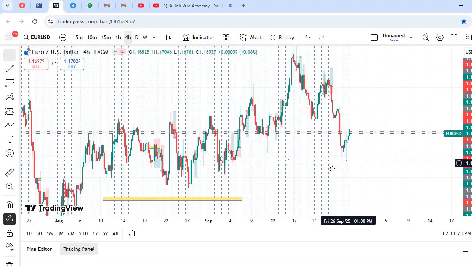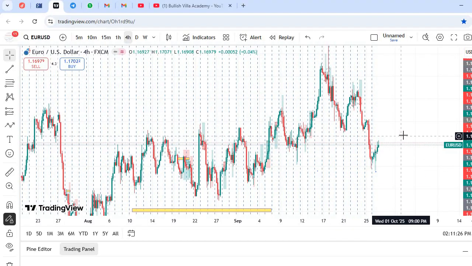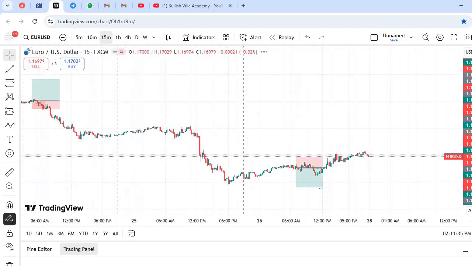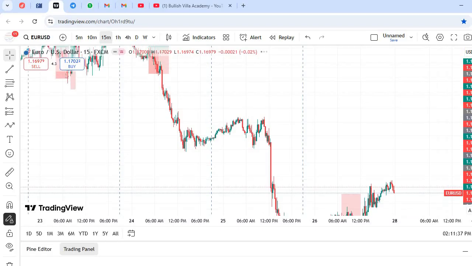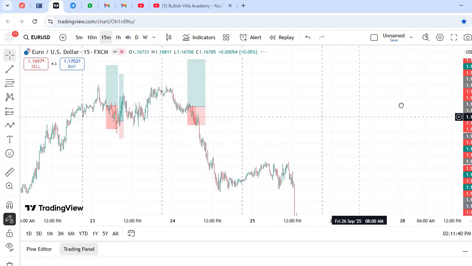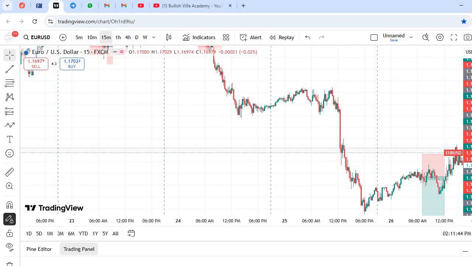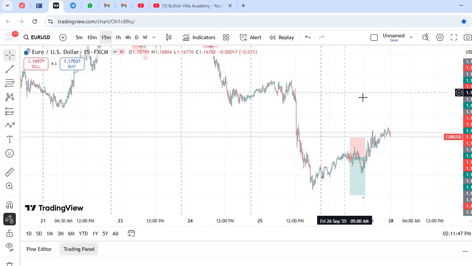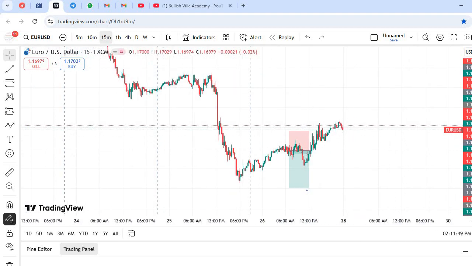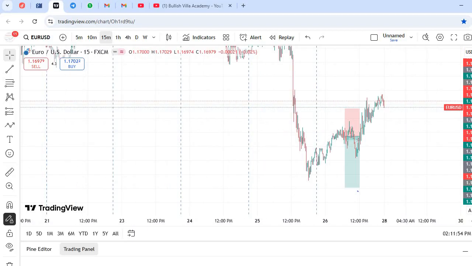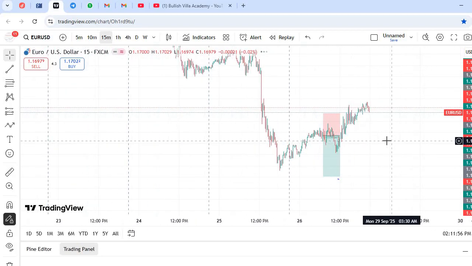Now this is EURUSD on the 4 hour time frame. Please, I want us to listen carefully. Last week we had a downtrend. So as you can see, we had a downtrend all throughout last week. So on Friday I took a trade. Now I was anticipating that the downtrend was going to continue.